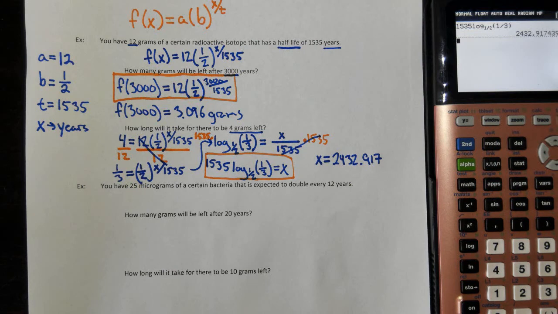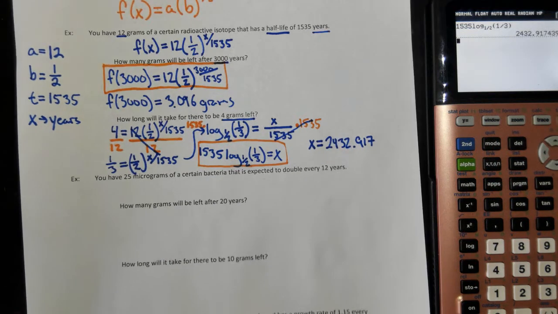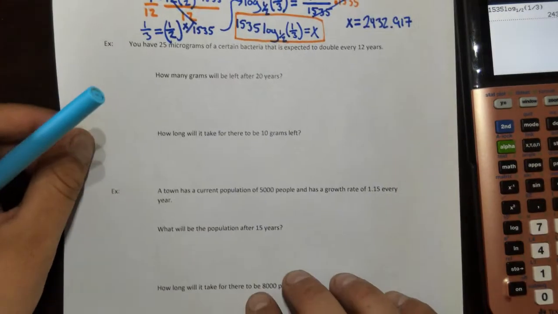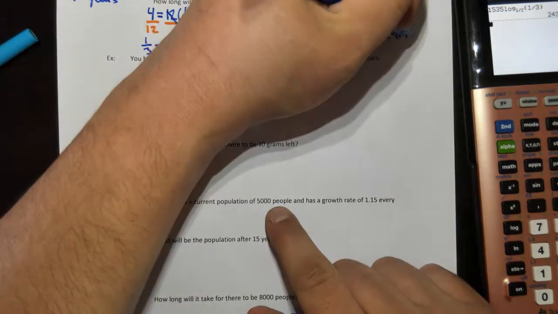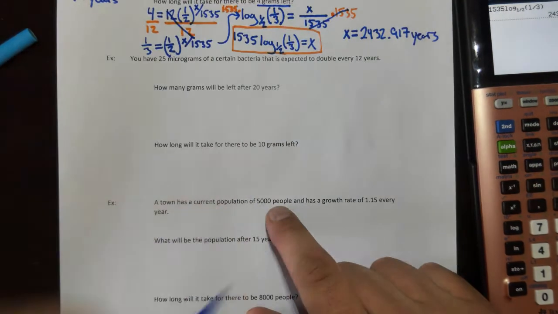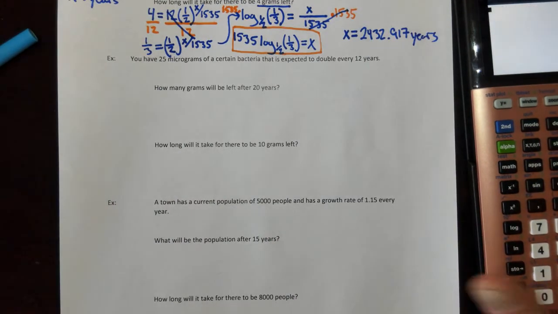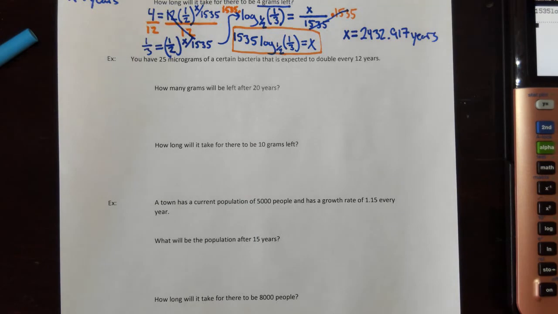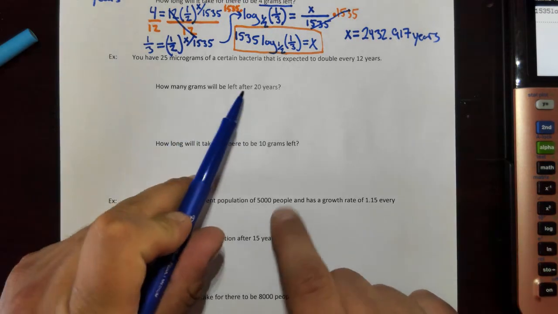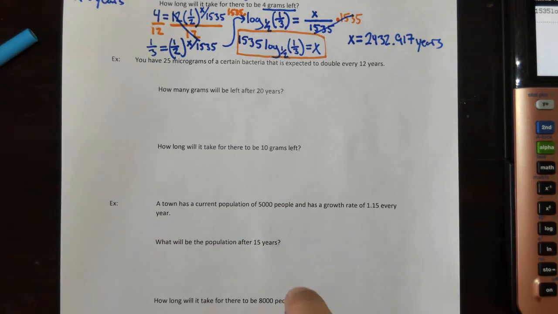Awesome. So that was our first example. We got 2 more. So let's go through these. You have 25 micrograms of a certain bacteria that is, silly me, I should have put years. I can hear my high school math teachers yelling at me. Okay. So you have 25 micrograms of a certain bacteria that is expected to double every 12 years. So we want to know how many grams will be left after 20 years, and how long will it take for there to be 10 grams left.